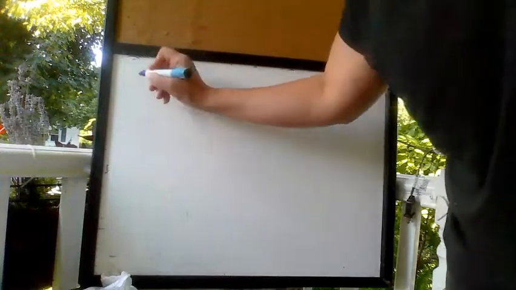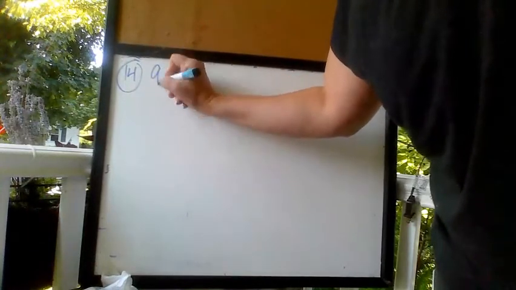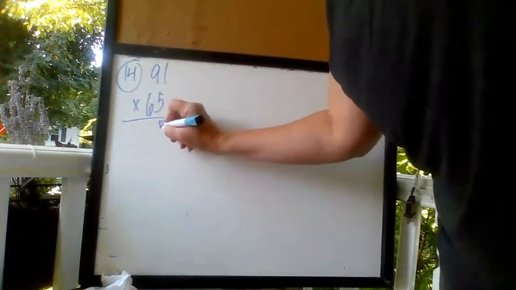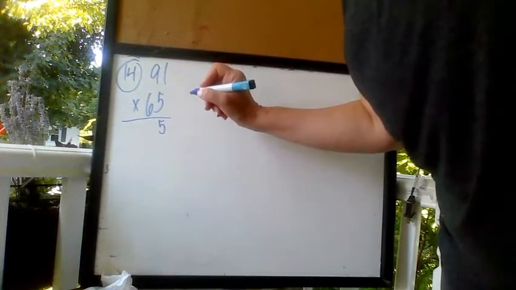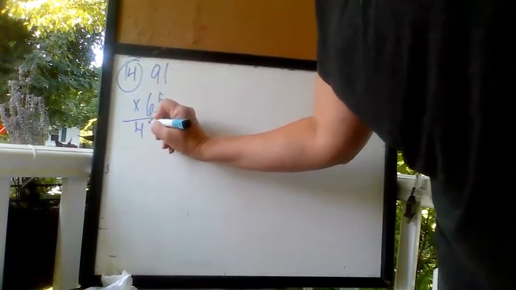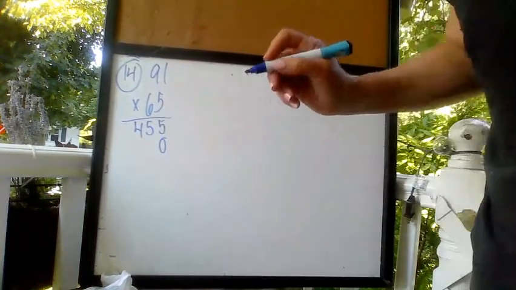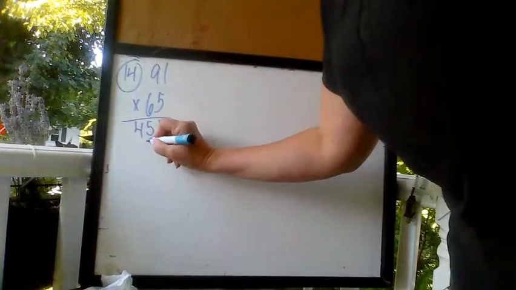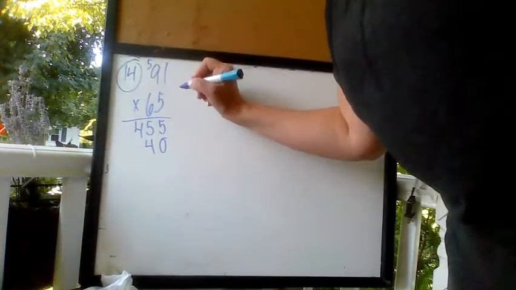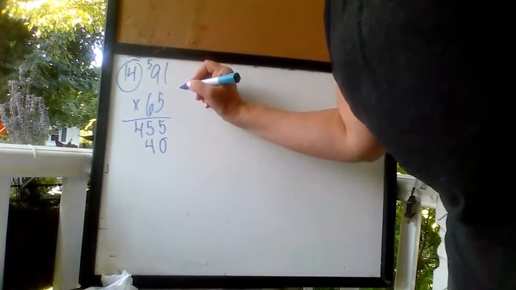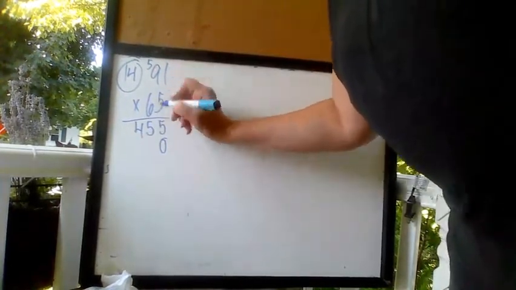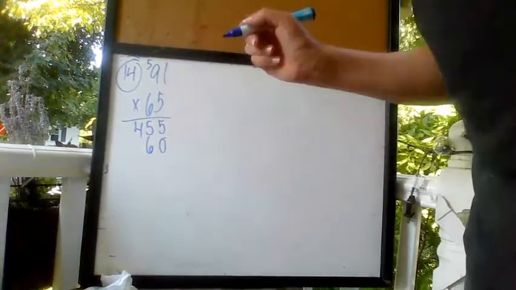Okay, 14 is 91 times 65. 5 times 1 is 5. 5 times 9 is 45. Put a 0 here. 6 times 9 is 54. Carry the 5. Wait, I messed that up. 6 times 1 is 6. 6 times 9 is 54.